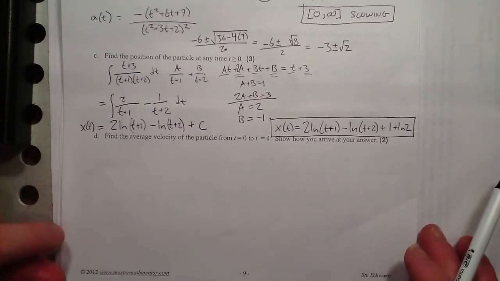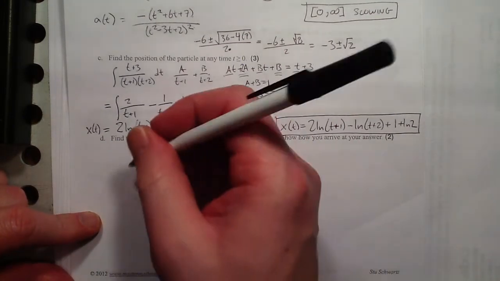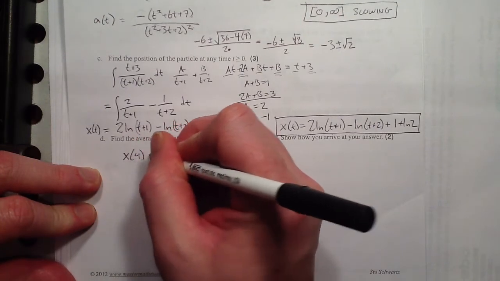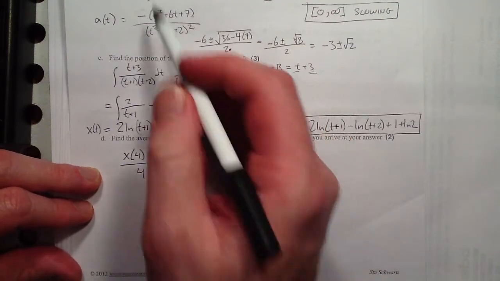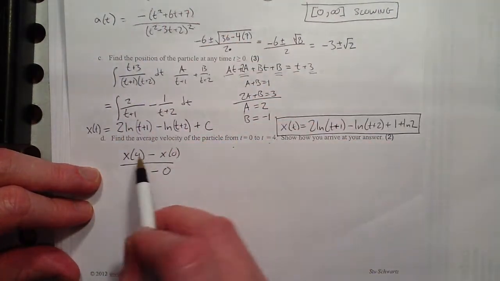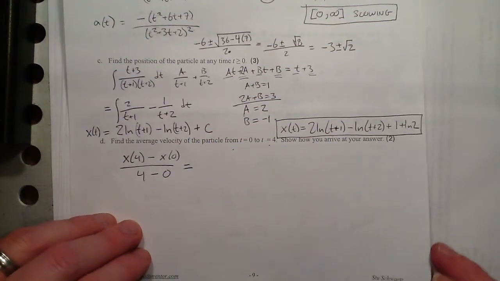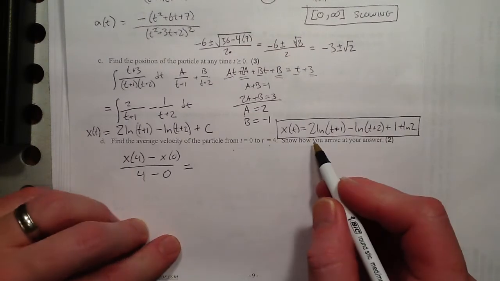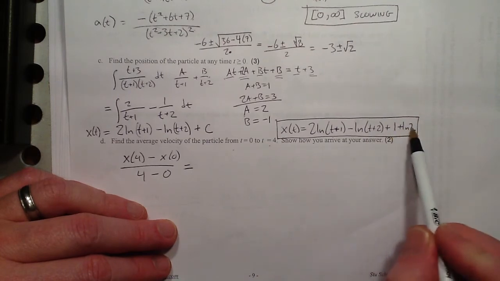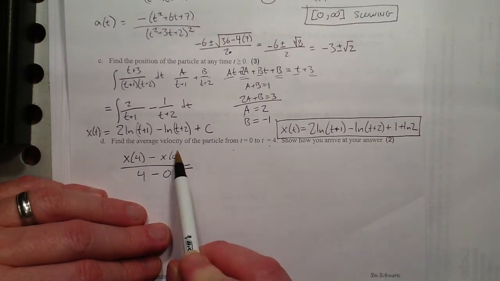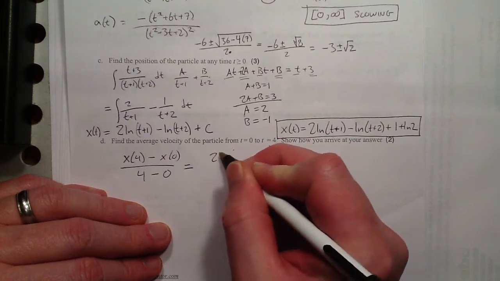Okay, find the average velocity from 0 to 4. Well, average velocity, by definition, is just like we found average acceleration is change in velocity, average velocity is change in position. And plugging those numbers in, remember that the plus c is actually going to cancel out. We've done this before. The plus c is going to show up here and here, so it's going to get canceled out.